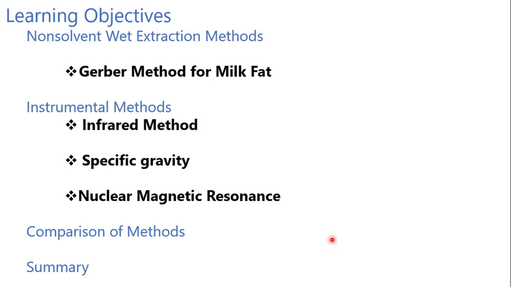In this lecture we will discuss one of the non-solvent wet extraction methods, that is the Gerber method for estimation of milk fat. Then we will see the various instrumental methods by which we can estimate the fat content. The first is the infrared method, the second is the specific gravity method by Foss-let, and the third is nuclear magnetic resonance, NMR. Then a comparison of all these methods, such as solvent extraction, non-solvent extraction, and finally the instrumental methods. And finally we will have the summary.